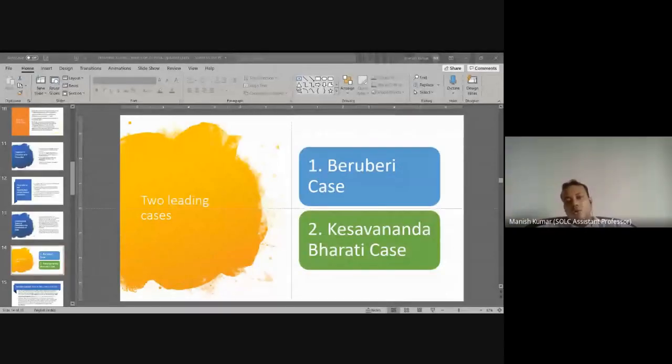The vexed question whether the preamble is a part of the constitution or not was dealt with in two leading cases on the subject. Number one is the Berubari case and the Kesavananda Bharati case.